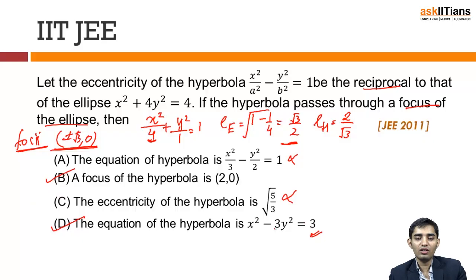So once you get the equation, then you can find out all other things, eccentricity, equation, focus, everything. Okay, and you can check the options which are correct. This question came in 2011.